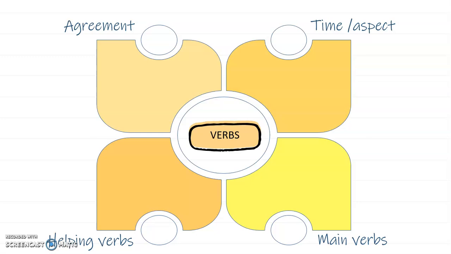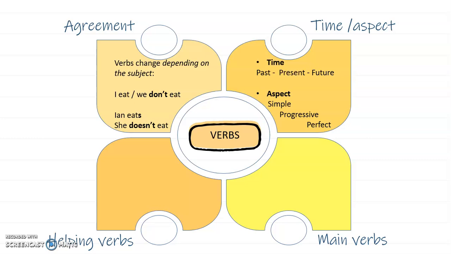What about verbs? When we talk about verbs, we can talk about agreement, time and aspect, the main verbs, and the helping verbs. Agreement. The verb changes depending on the subject. So if it's a third person, Ian eats, but I eat. We don't eat, she doesn't eat. These changes depend on the subject, and this is called agreement.